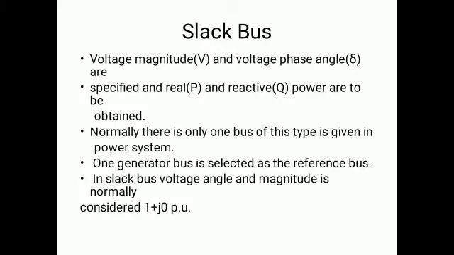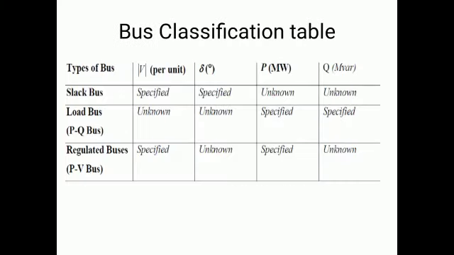Because the generator's real and reactive power have to be calculated. Normally there is only one slack bus in a given power system. One generator bus is selected as the reference bus. Here the slack bus voltage magnitude and angle are normally considered as 1 + j0, that is a flat voltage profile. It is 1 PU, that is j will be 0. That is 1 + j0 PU.